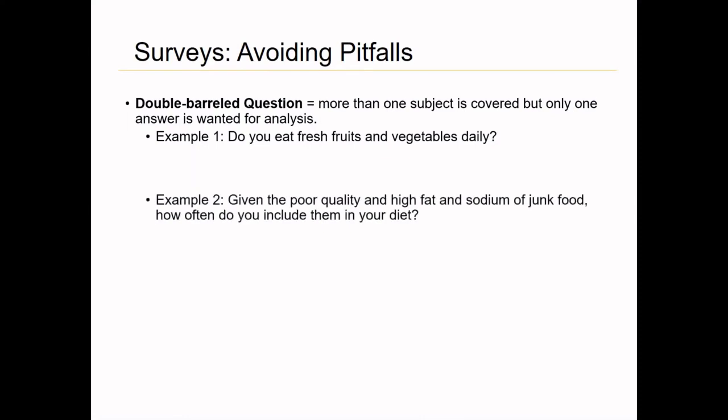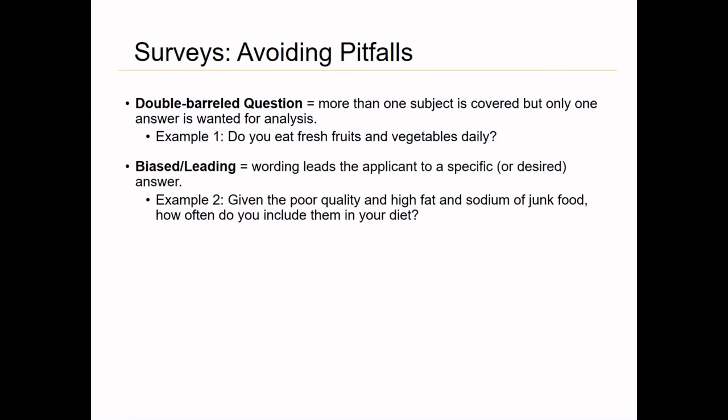Here's the second example. Given the poor quality and high fat and sodium of junk food, how often do you include them in your diet? This one is considered biased or leading. When you write a survey question where the wording leads applicants to a specific or desired answer, this is biased or leading. Hopefully you can see that by having that phrase at the beginning, you've just identified junk food as being poor quality and having too much fat and sodium. And so that negativity may automatically persuade the respondent to answer in a way that confirms what you just said about junk food, rather than giving their honest opinion.